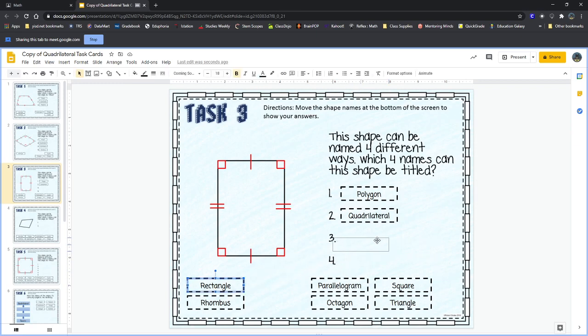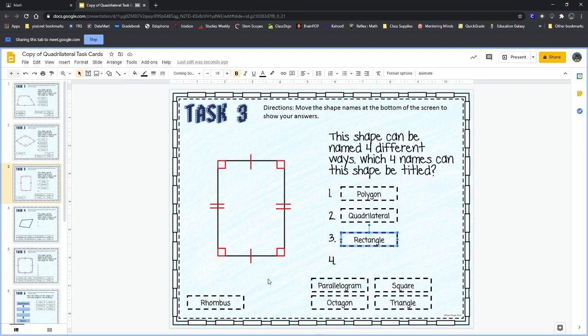One of them would be rectangle. A rectangle has 2 pairs of equal sides, so 2 long sides, 2 short sides, and a rectangle has to have 4 right angles. And I have 1, 2, 3, 4 right angles.